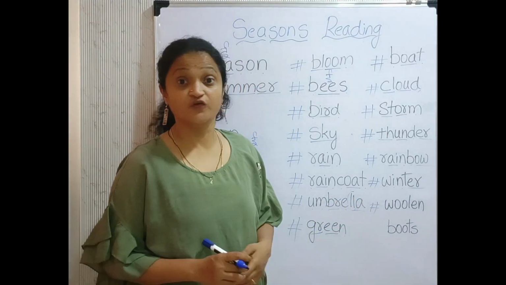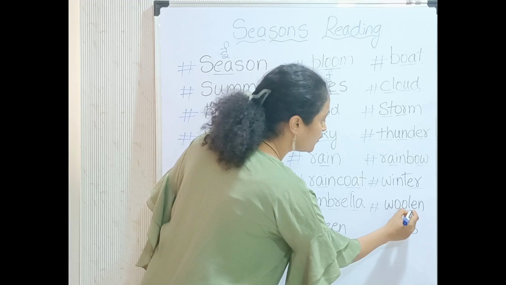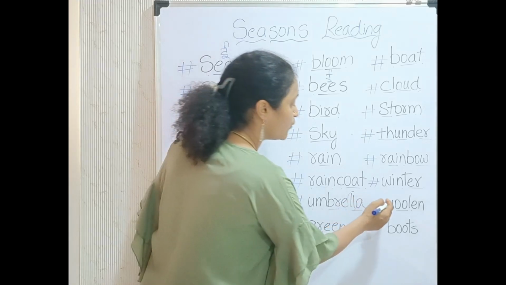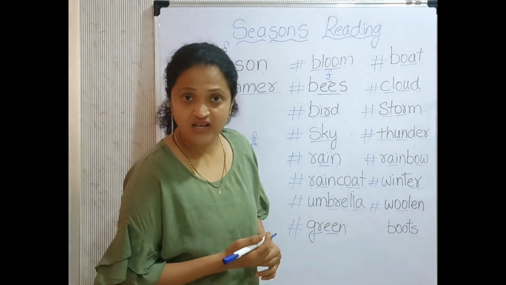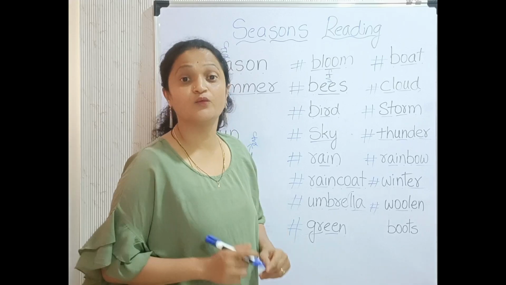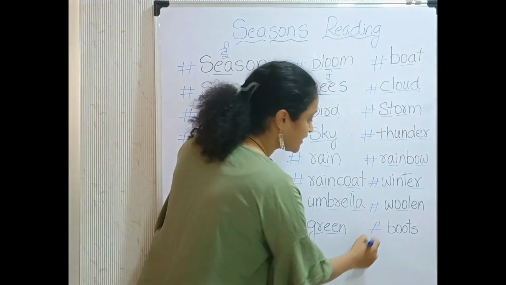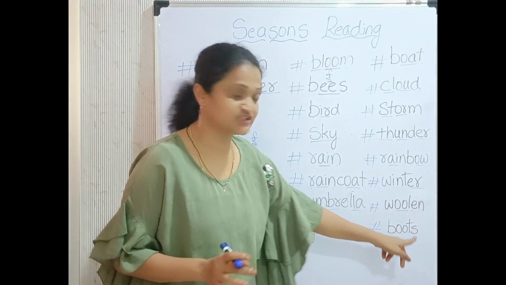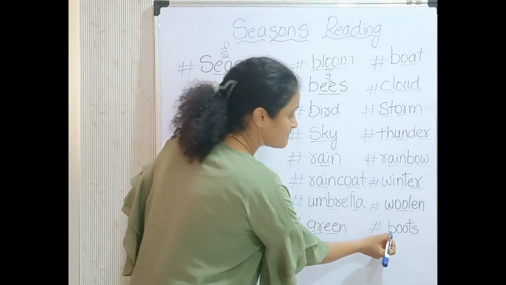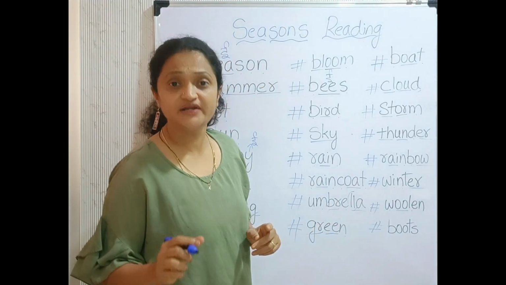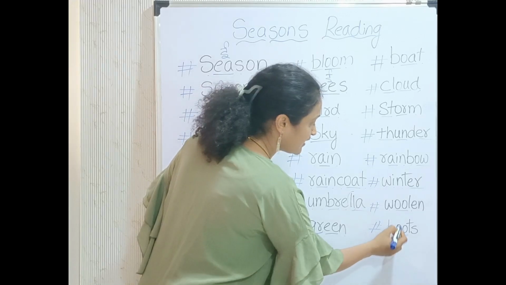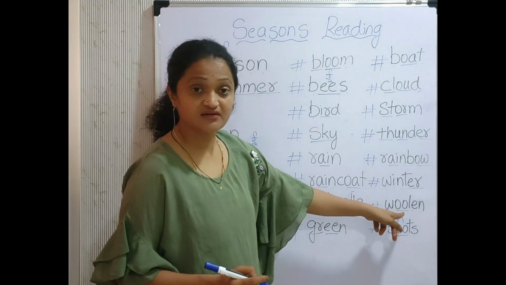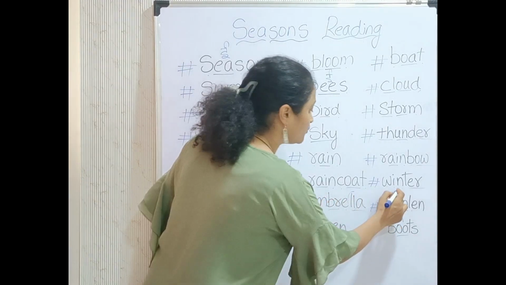We wear woolen clothes. W, wool. Woolen. And we wear boots. B, oot, boot, s, boots. Here, double O sound is oo, long oo. And here, double O sound is oo, short oo.